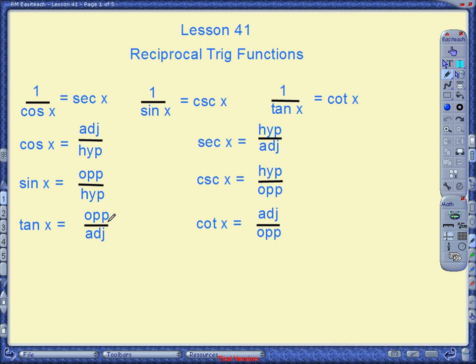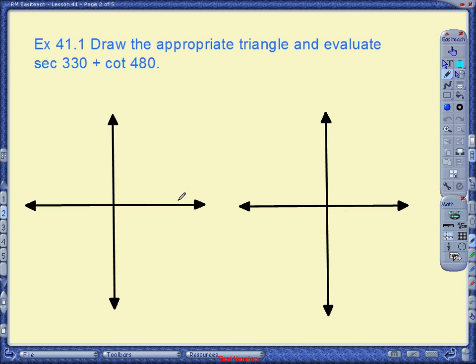Tangent x is defined as the opposite side over the adjacent. Therefore, cotangent is adjacent over opposite. Okay, now we're asked to find the secant of 330 degrees and the cotangent of 480 degrees.